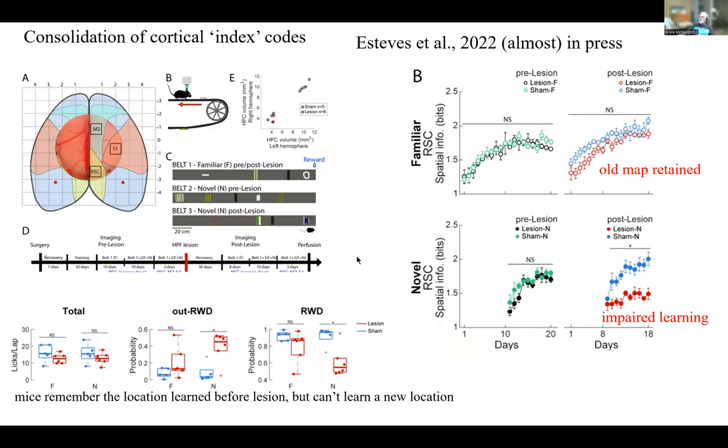Okay, and now, hot off the press, this paper is just about to come out. It was shown that if you train the animal on the belt before you lesion the hippocampus, the representation of that belt is retained, but the animal is unable to develop a representation of a novel belt. And in addition, the animal remembers where on the familiar belt it should lick to get water, but it's unable to learn to lick at a new location. So this is probably the first study that has shown evidence for consolidation at the level of neural representations in the cortex. We now have a cortical spatial code, or index code, if you like, that becomes independent of the hippocampus over time.